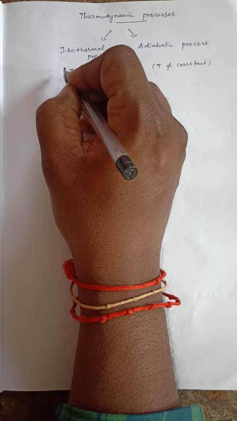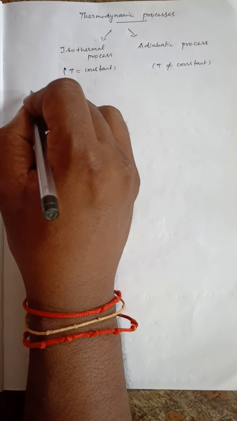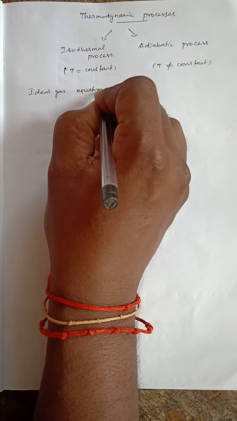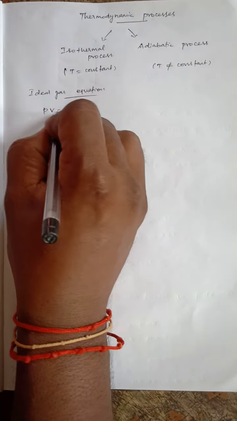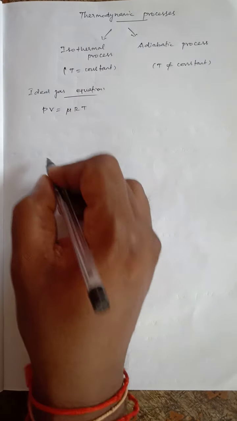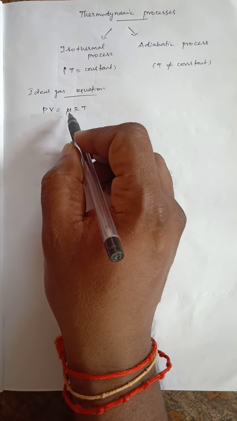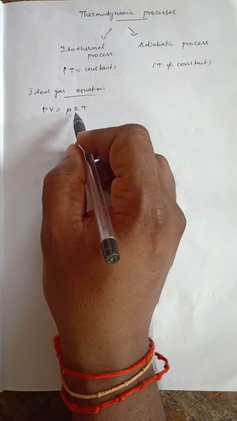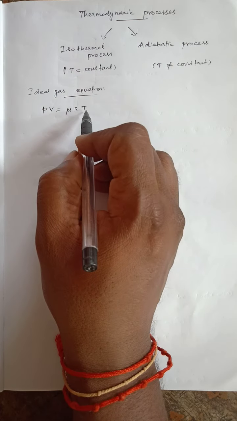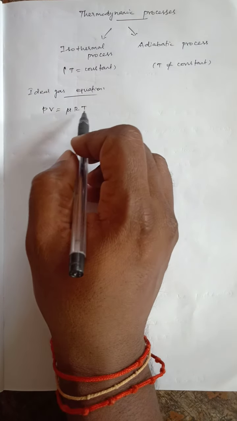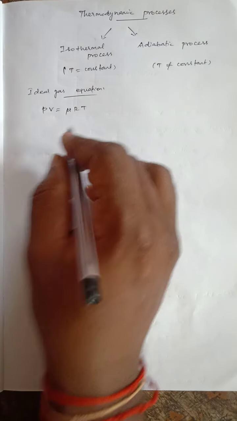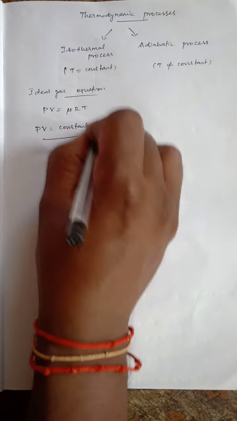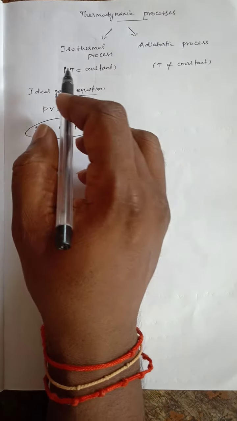In the ideal gas equation, PV equals mu RT. Mu is called the number of moles of the gas molecules. This is a constant value. R is called the gas constant, which is also constant. If T is also constant, in the case of an isothermal process, then the right side is all constant. So we write PV is equal to constant. This is the formula for the isothermal process.